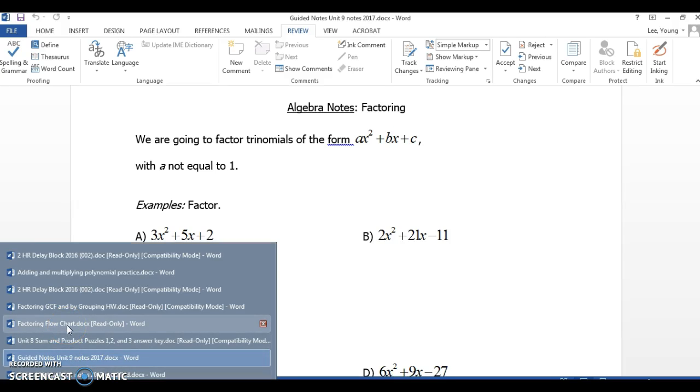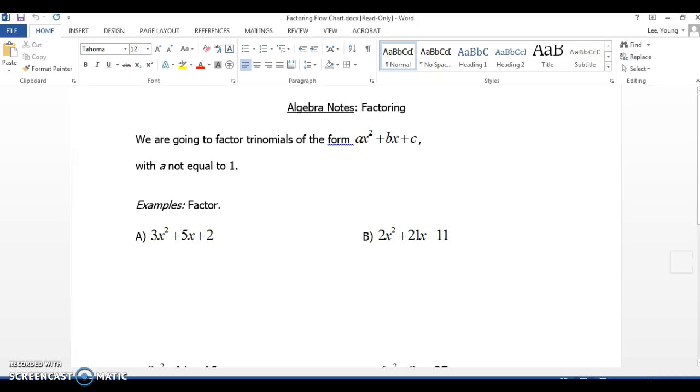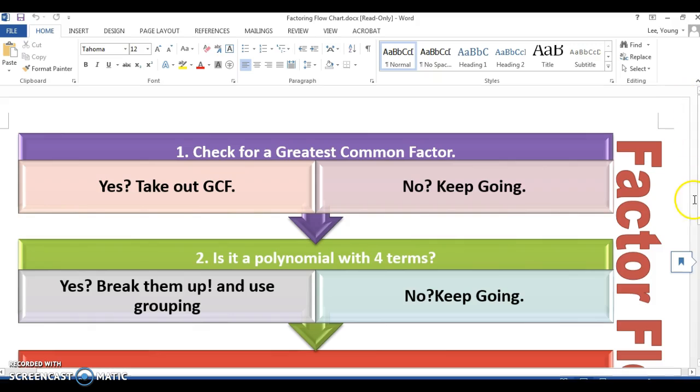So let's take a look at the factoring flowchart that I gave out to you guys a few classes ago. As I told you, you always need to check for GCF first. If you don't see any GCF, you keep going. But if you do see a GCF, you take out the GCF. Now, number 2 says if it's a polynomial with 4 terms, then break them up and you use grouping. Okay? Grouping is where you use 2 letters and then make a common binomial factor.